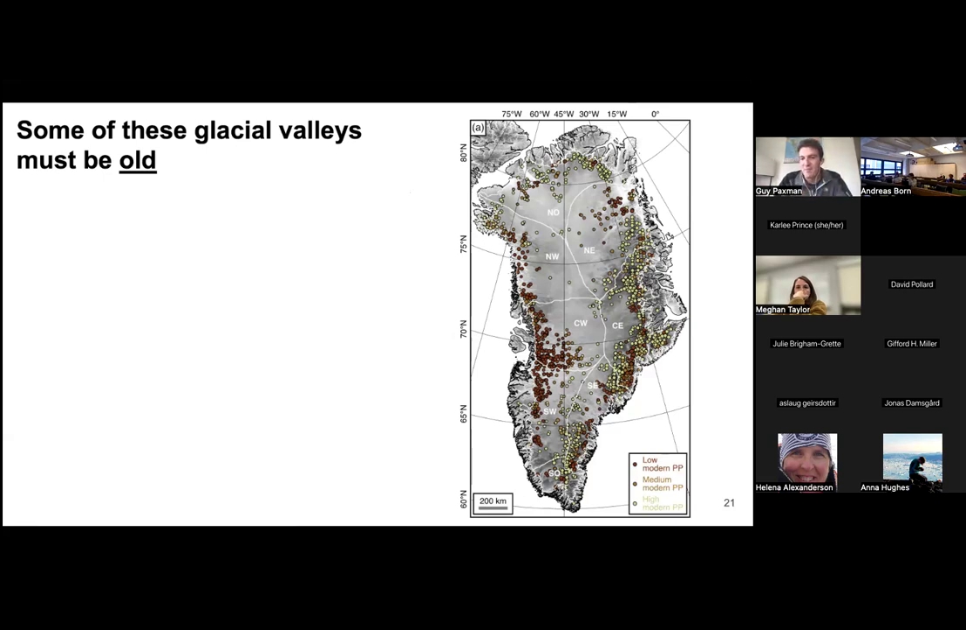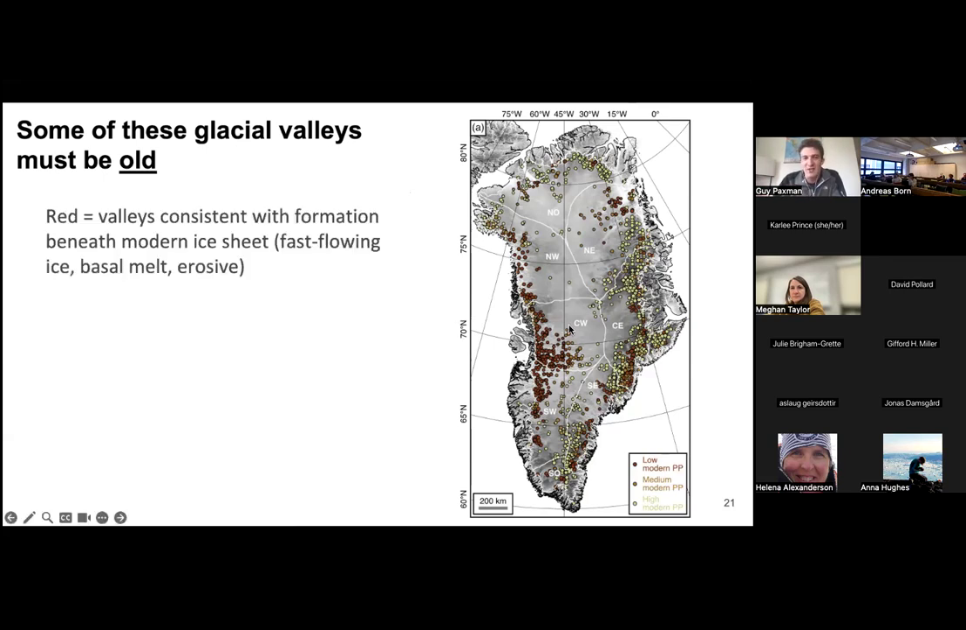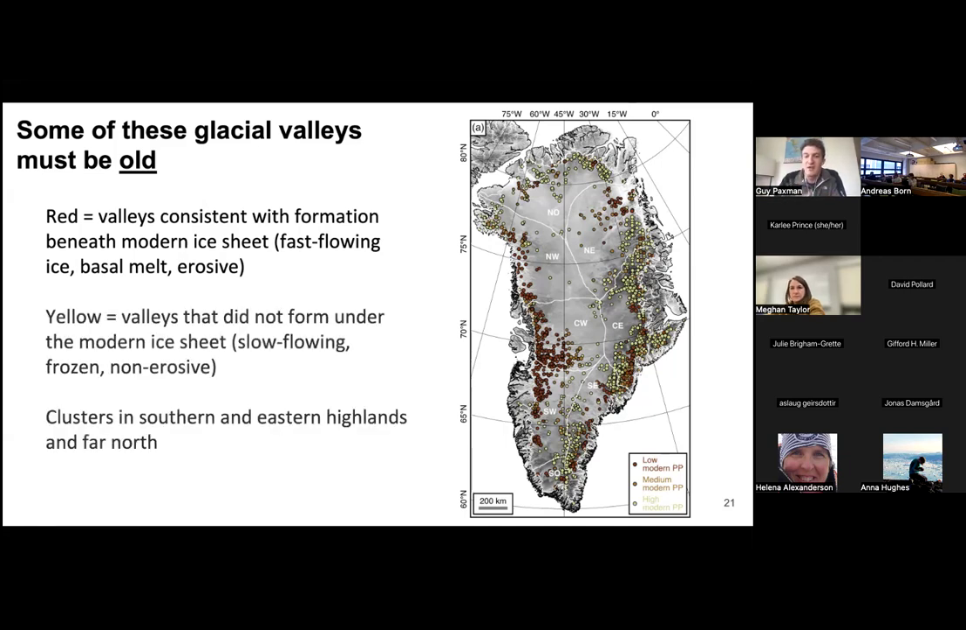So if we look at this map here, by comparison with the dynamics of the modern ice sheet, you can divide the glacial valleys up into ones that we think can be contemporary and ones which are maybe not contemporary. In this plot, the reds are valleys which are consistent with formation beneath the modern ice sheet. So they host fast-flowing, maybe warm-based erosive ice today. And the yellow colors here are the ones which are not consistent with the modern ice sheet. They're under slow-flowing, frozen, non-erosive ice today. And those clusters very much appear in the southern and eastern highlands of Greenland here, and parts of the north of the island as well.